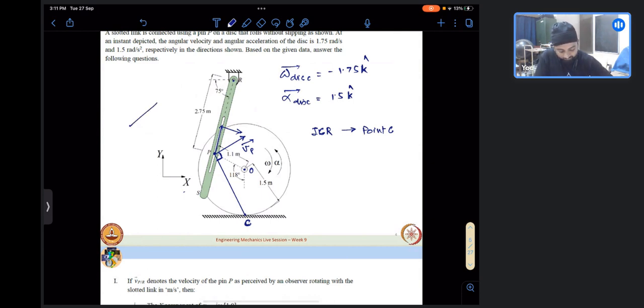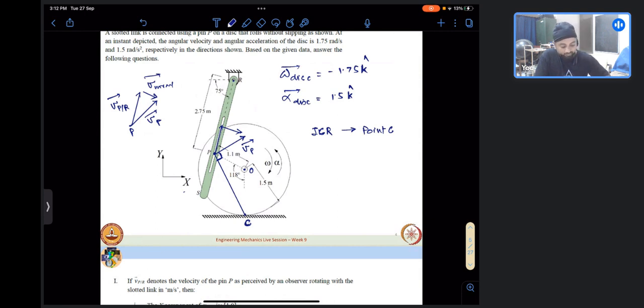If this is my Vp, the velocity of P as perceived by that observer will be Vp with respect to r, which is parallel to the slot, and there is another velocity, let us call it V normal, which is normal to the slot at point P. So using coincident points, we are able to get the directions. Now what is left is getting the magnitudes.